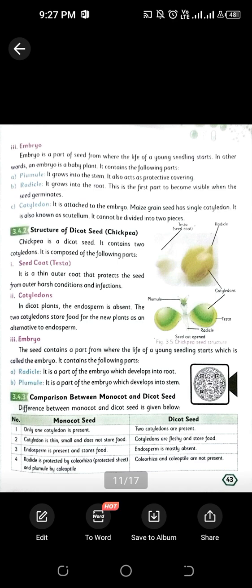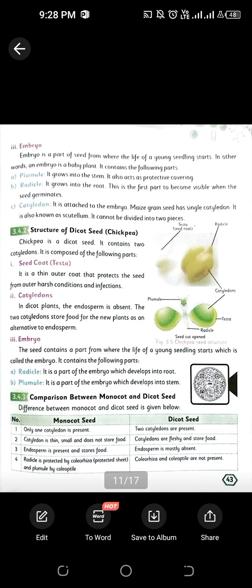The embryo involves the plumule, radicle, and cotyledons. We have discussed the cotyledon earlier. Plumule is a part of the embryo that grows into the stem, and radicle is a part of the embryo that grows into roots.